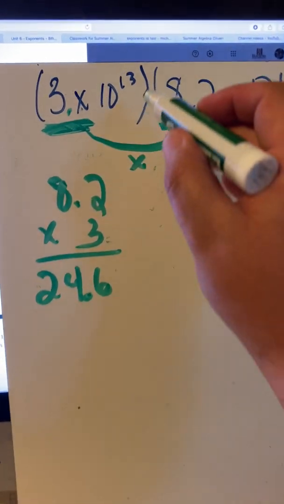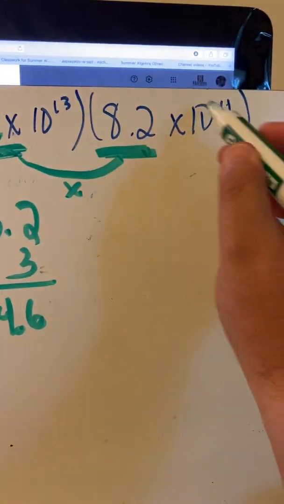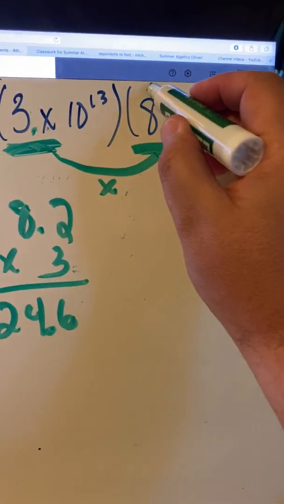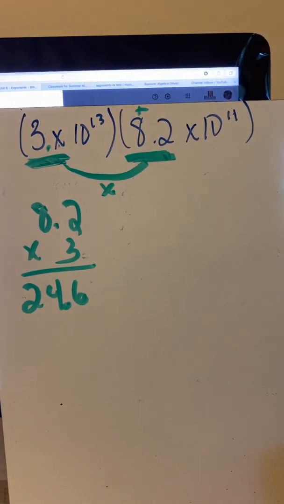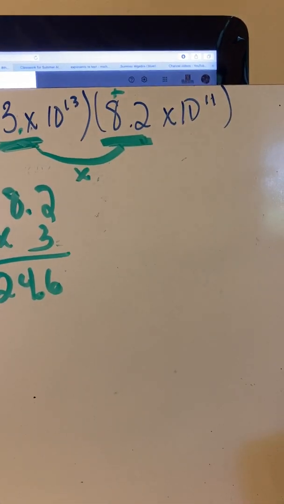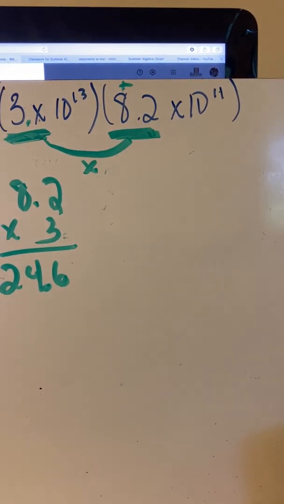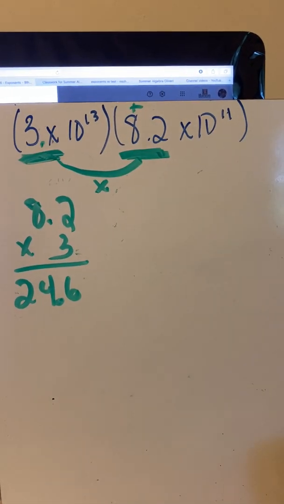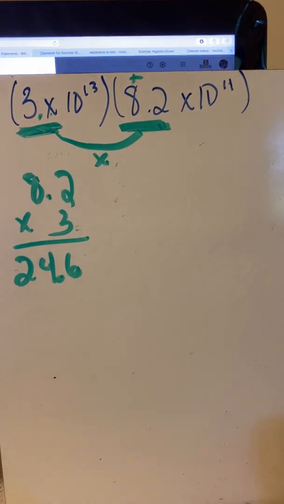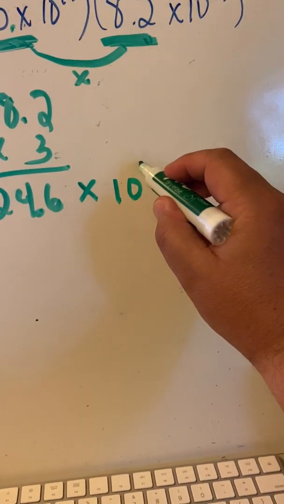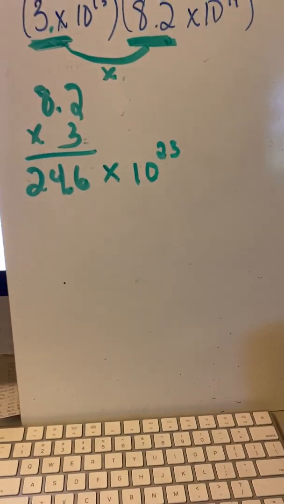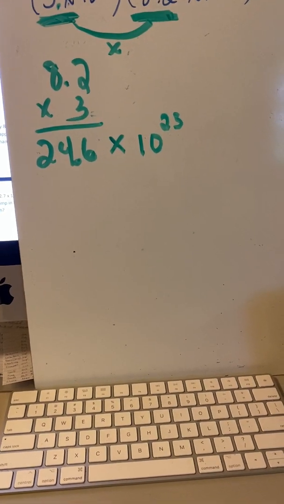Now, because it's a multiplication problem, the exponential values, all you do is add the exponential values. So 10 to the 13th, as long as they're the same, they're both 10s, 10 to the 13th plus 10 to the 11th. 10 to the 13th and 10 to the 11th make times 10 to the 23rd power. 24.6 times 10 to the 23rd power.